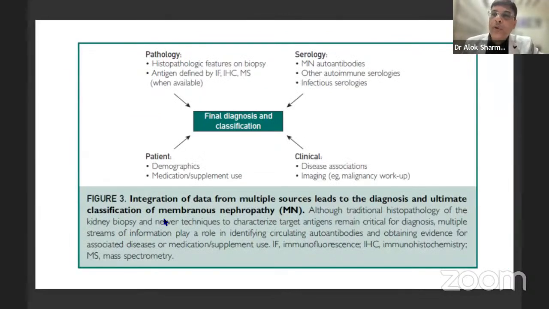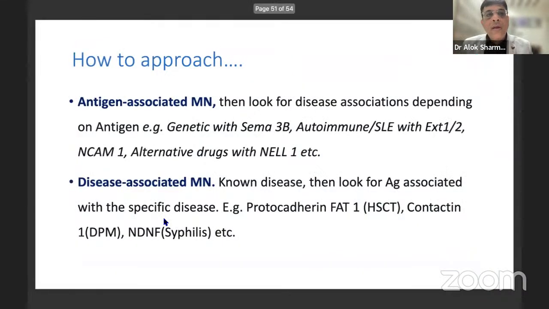And having said that, it's not only the pathology which will clinch the diagnosis. It will always be serology, pathology, the patient demographics, the medication or supplemental use, clinical disease associations, and imaging workup for malignancy, which will actually help you to categorize a particular patient of membranous GN with respect to its target antigen. So the approach, as per my experience and as per the consensus classification also, would be two prongs. Either you approach it as an antigen associated membranous GN, where you first look for the antigen and then you go forward depending on what you get, and then you decide clinically and other things.